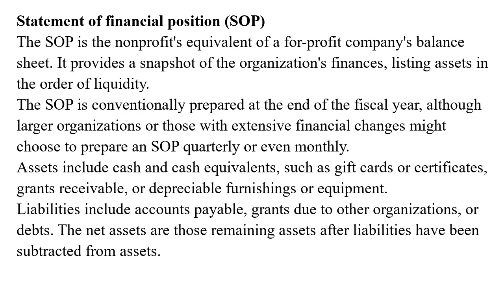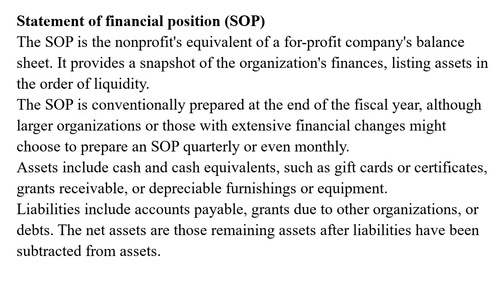The statement of financial position is the non-profit's equivalent of a for-profit company's balance sheet. It provides a snapshot of the organization's finances, listing assets in the order of liquidity. The SOP is conventionally prepared at the end of the fiscal year, although larger organizations or those with extensive financial changes might choose to prepare an SOP quarterly or even monthly.